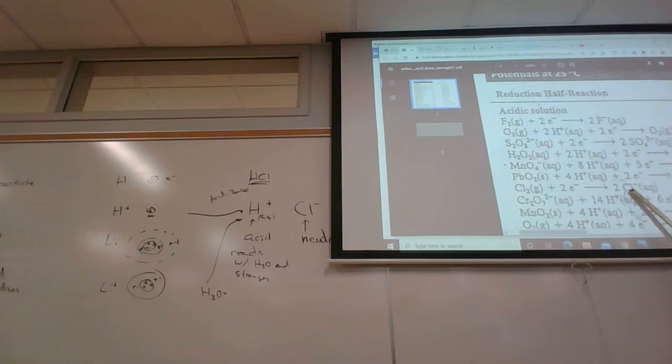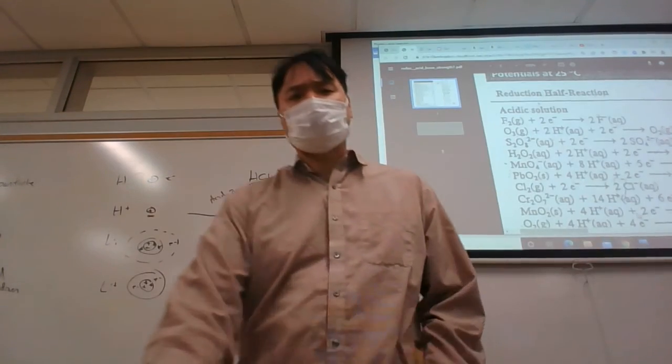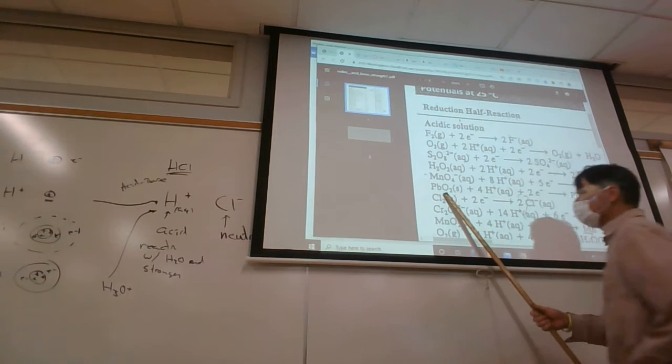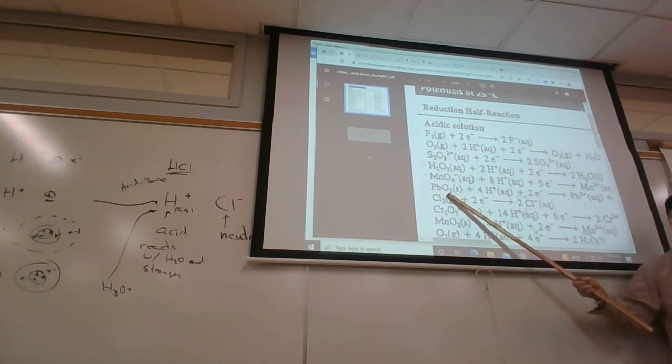What are all the species that will oxidize chloride? Or what are the species that chloride will reduce? Will chlorine oxidize chloride? No. So we need something more powerful than chlorine or less powerful than chlorine? More powerful. So what's more powerful than chlorine? Yeah. Lead 4 oxide. We also have lead 2 oxide. Lead 2 oxide is not enough, but lead 4 oxide will.